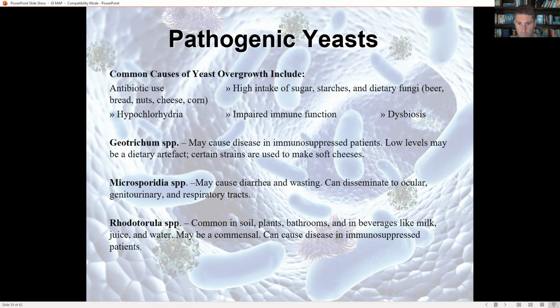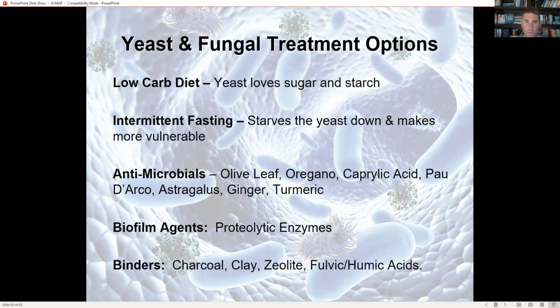The Rhodotorula is common in soil, plants, bathrooms, and in beverages like milk, juice, and water. It may be commensal, so it may not be an issue, and it can cause disease in immunosuppressed patients. That's the same with the Geotrichum. It can just cause disease in immunosuppressed patients. I'm not overly concerned when I see that elevated. But if that's one of the only things and somebody has digestive issues, you would consider a low carb diet. We know yeast loves sugar and starch. Intermittent fasting really helps starve down yeast and makes them more vulnerable. And then different antimicrobials like olive leaf, oregano, caprylic acid, pau d'arco, astragalus, ginger, and turmeric are all really great against yeast.